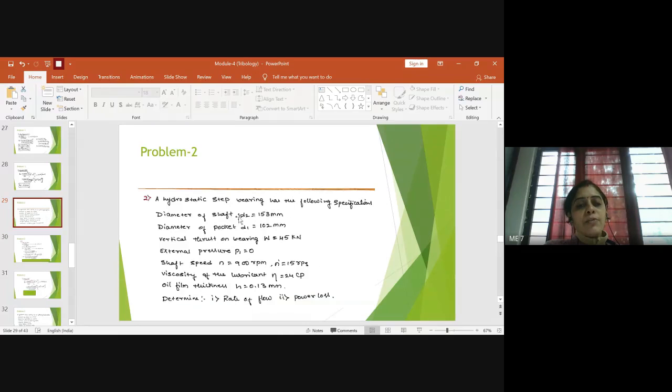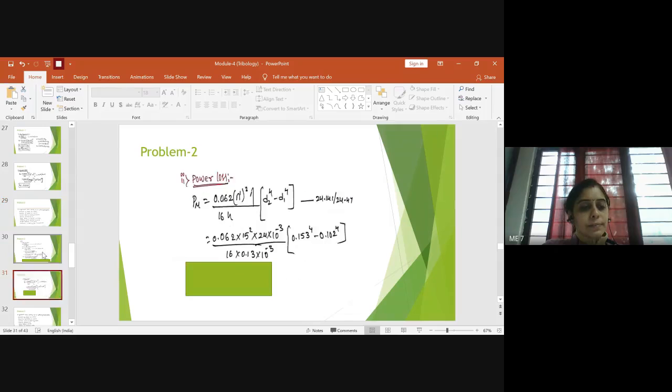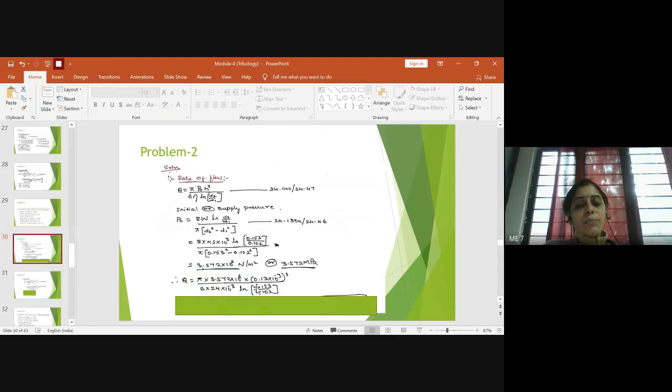Both the values of d2 and d1 are given as 153 mm and 102 mm. Convert that into meters. So it is log of 0.153, the d2 value, divided by d1, which is 0.102. Please substitute, calculate, and let me know what our answer for rate of flow is.